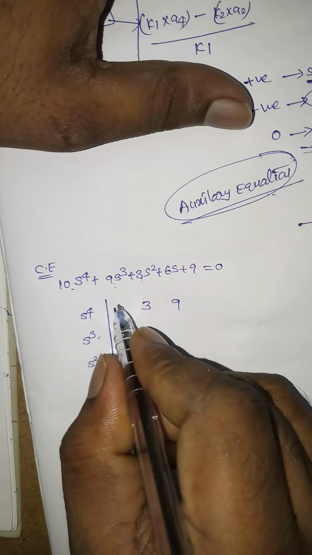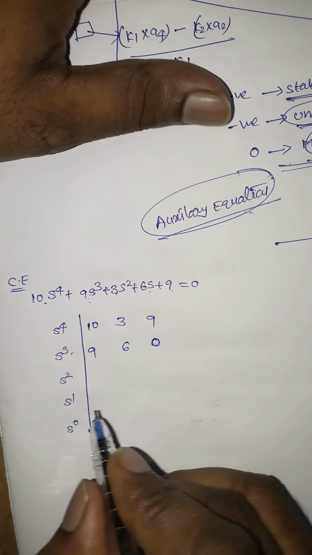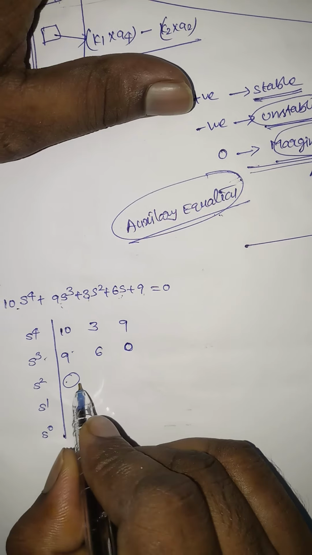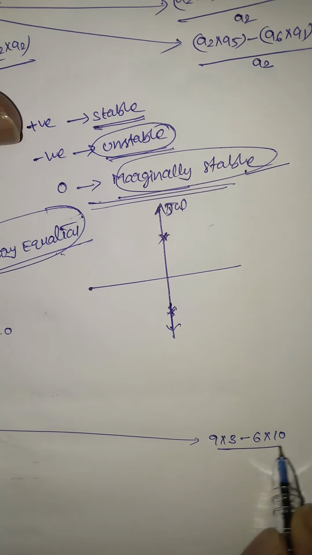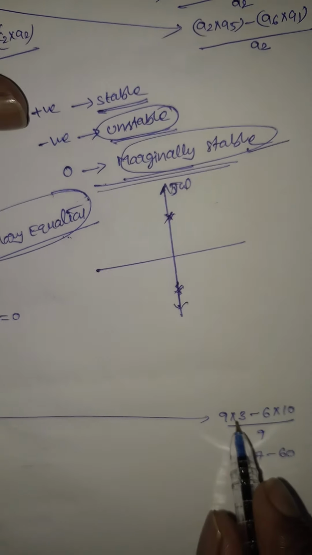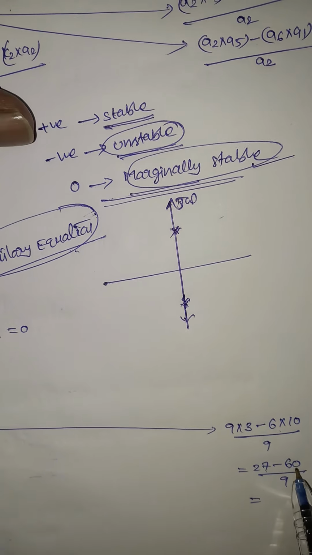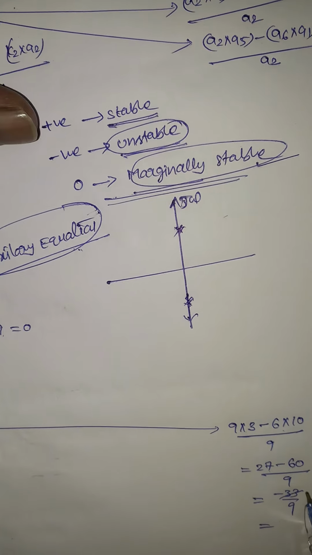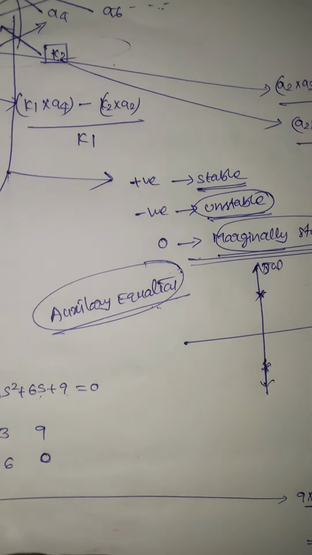Next, the s cube coefficient is 9, and the s power 1 coefficient is 6. Here there is no coefficient, so it is 0. If I want to find this element, 9 into 3 here, this element can be found from here: 9 into 3 minus 6 into 10, divided by 9. So 27 minus 60, divided by 9, is equal to minus 33 divided by 9, that is equal to minus 11 by 3. So this element is minus 11 by 3.